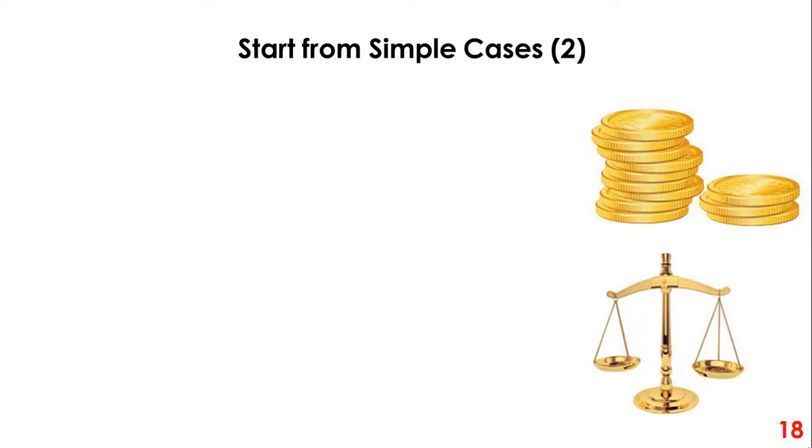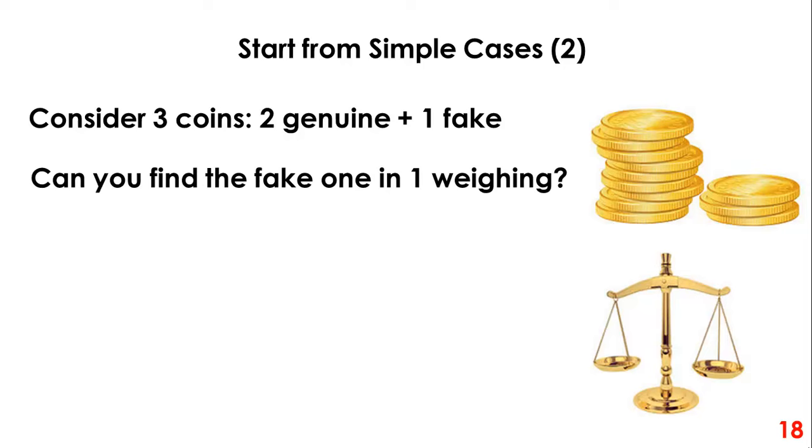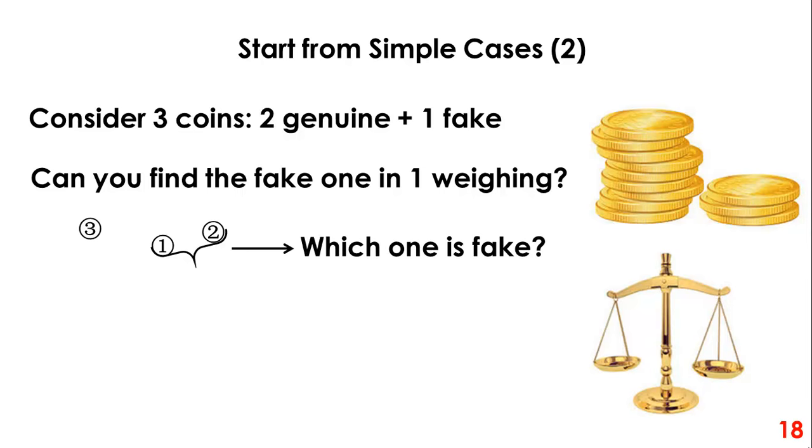Next, let's look at the 3-coin problem: 2 genuine plus 1 fake. Can you find the fake one in 1 weighing? We can easily answer no, because in this case we cannot tell which one is fake.